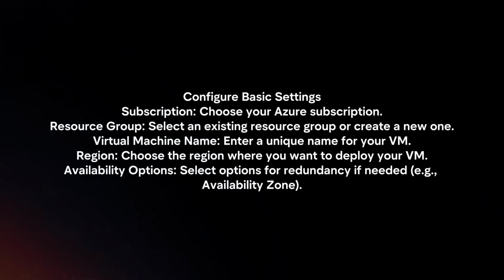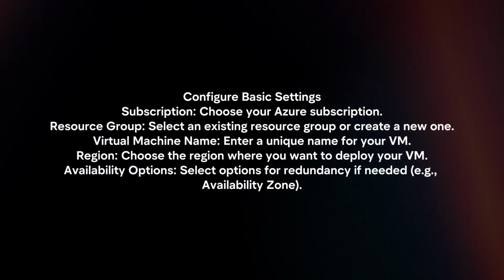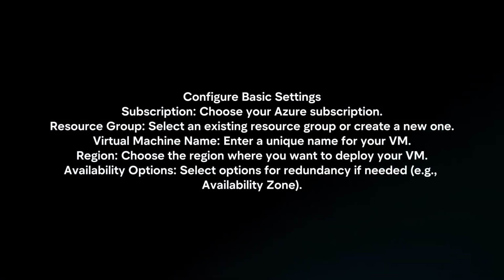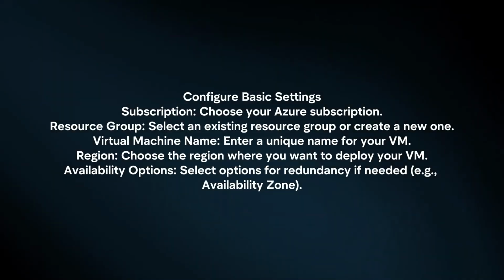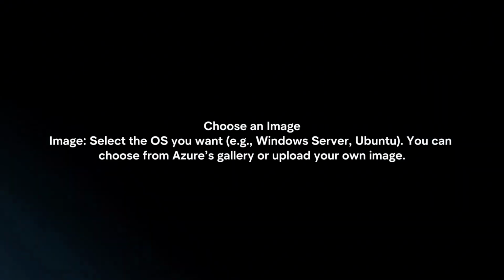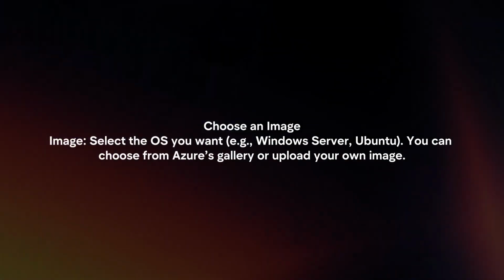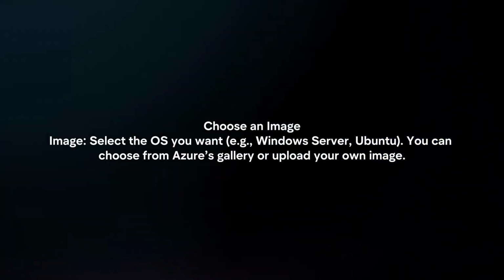Configure basic settings: subscription, resource group, virtual machine name, region, availability options. Choose an image. Select the OS you want. You can choose from Azure's gallery or upload your own image.